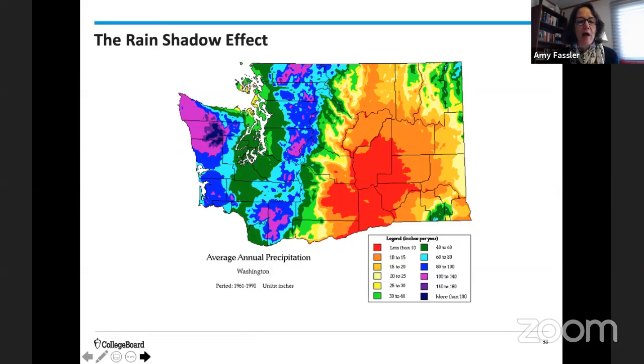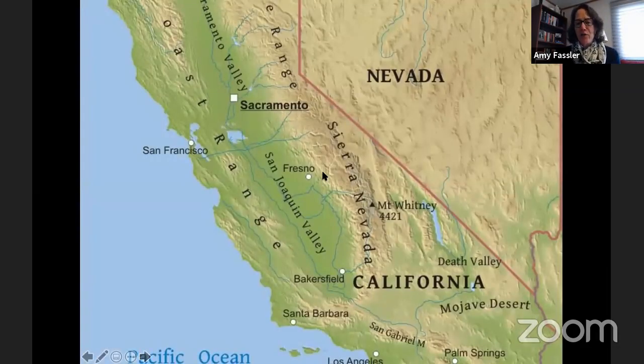Here's another really good example, just a little bit further south of Washington along the Pacific Ocean. Here are the Sierra Nevada mountains in California, the San Joaquin Valley, where a lot of our food is grown. And then on the other side of this, I have this forested range in this area. And then on the other side of that, I have the Mojave Desert and Death Valley. So geography, the location of mountains, has a big influence on climate and weather patterns.